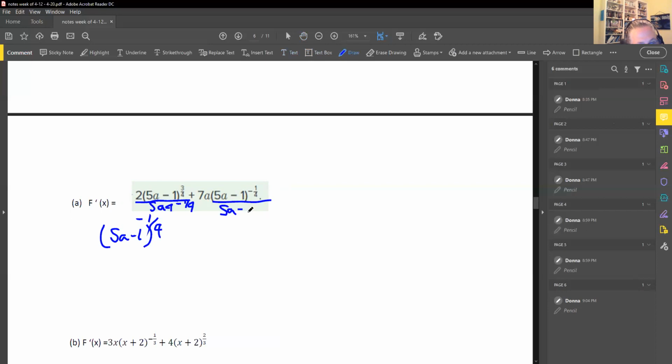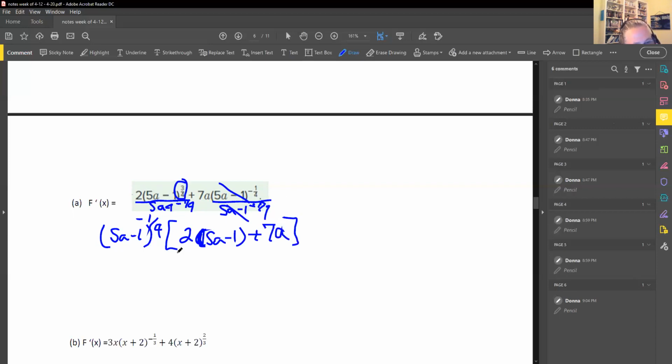5a minus 1 to the negative 1/4. All right, so you subtract the exponents. 3/4 minus negative 1/4 would actually be 1. So it's times 2 times 5a minus 1, excuse me, to the first power. This just cancels out because that's negative 1/4. So plus 7a. So we have something that is much more easy to work with now.